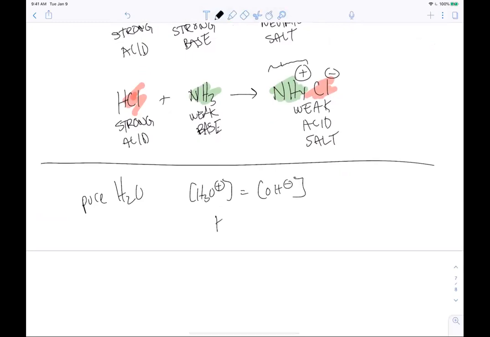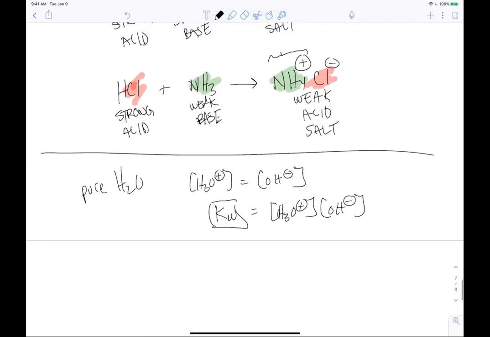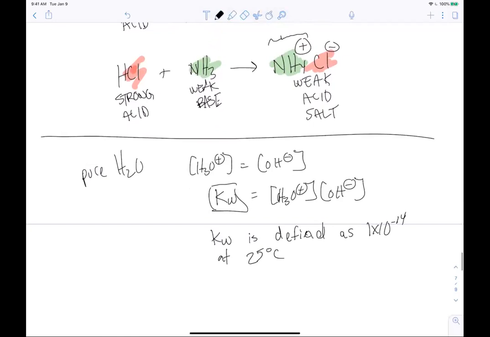So remember, Kw equals this. Kw is really defined as 1 times 10 to the minus 14th at 25 degrees Celsius. If we start changing the temperature, Kw changes, but no matter what Kw is equal to, the ratio of H3O plus to OH minus has to stay the same for a neutral solution. That just falls out of this equation at any temperature.